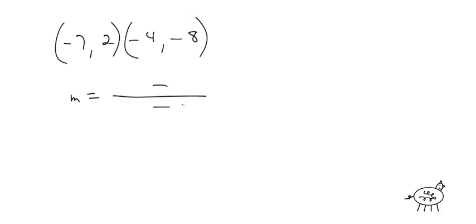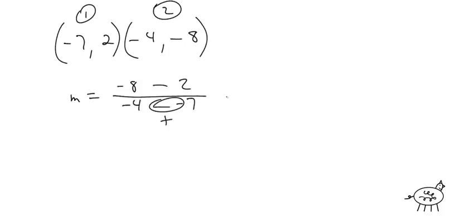Negative 7 and 2, and negative 4 and negative 8. Okay, so let's plug it all in here. M equals y2, so I'm going to make this one my 2 and this one my 1. So y2 minus y1, and x2 minus x1.